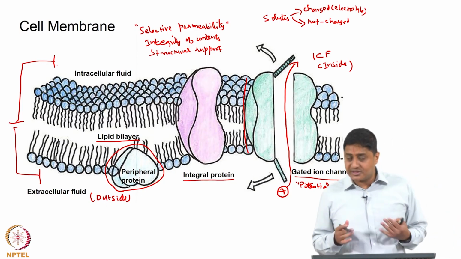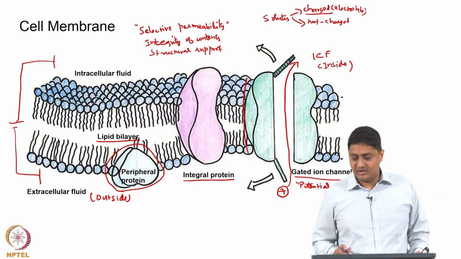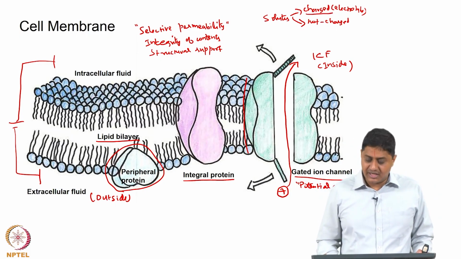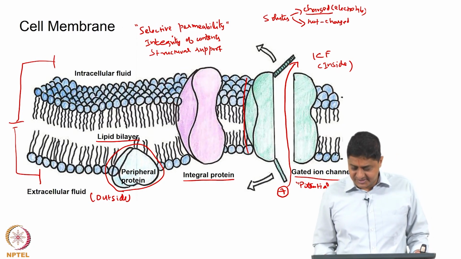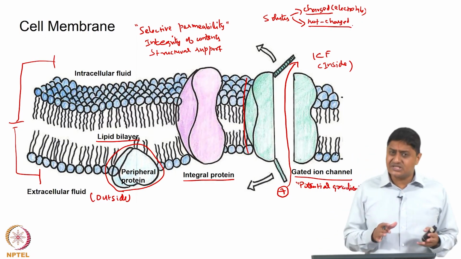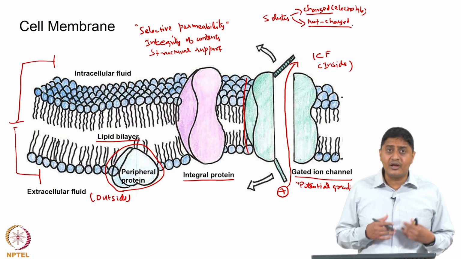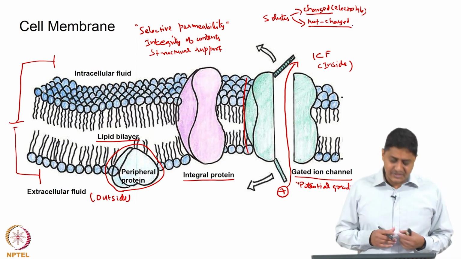So, there are two important consequences for the transport of charged particles or electrolytes. This is not true with the non-charged particles, but mostly in this course we will be talking about transport of sodium, potassium ions or electrolytes, right.